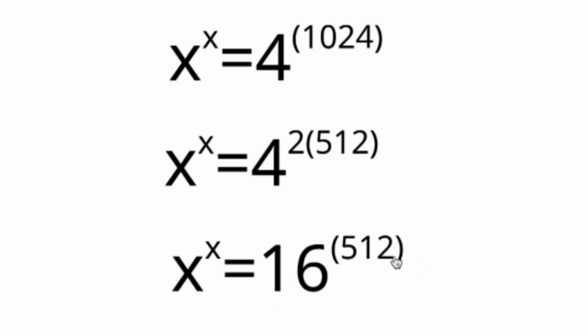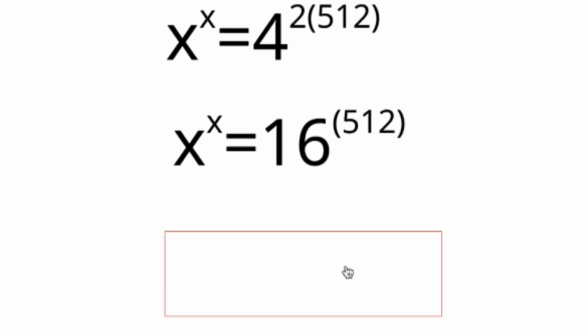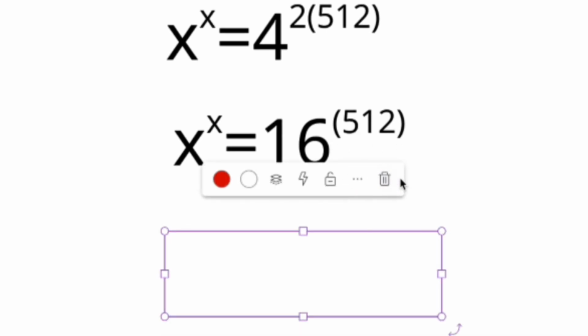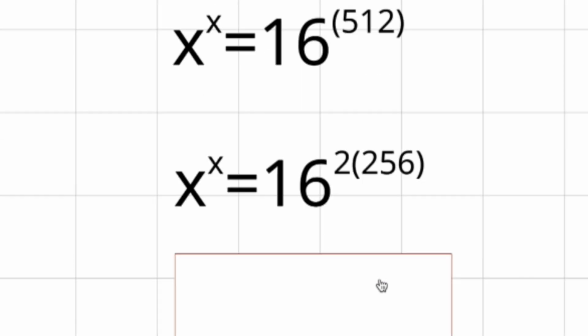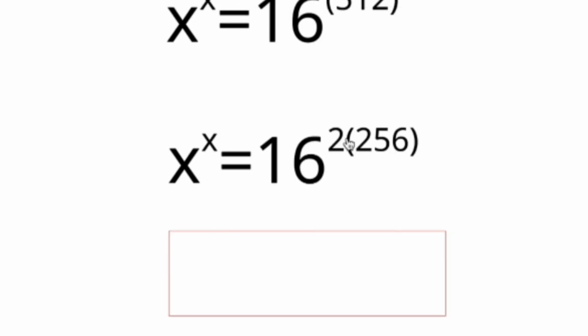Now, again, we can go ahead and factor out 2. So if we factor out 2 from this power, again, we are going to have that x raised to the power x is equal to 16 raised to the power 2 multiplied by 256. Okay, so 16 squared is 256. Okay, so we have 256 raised to the power 256.